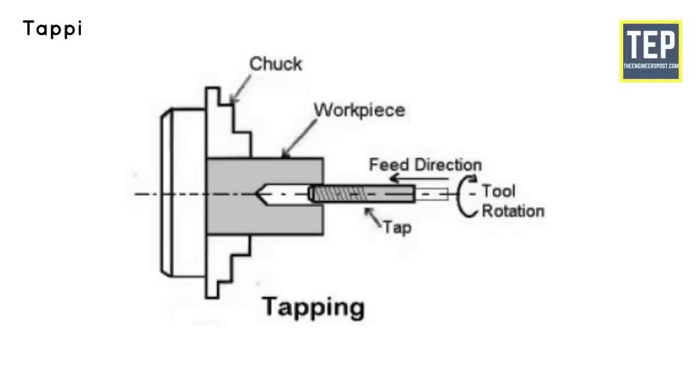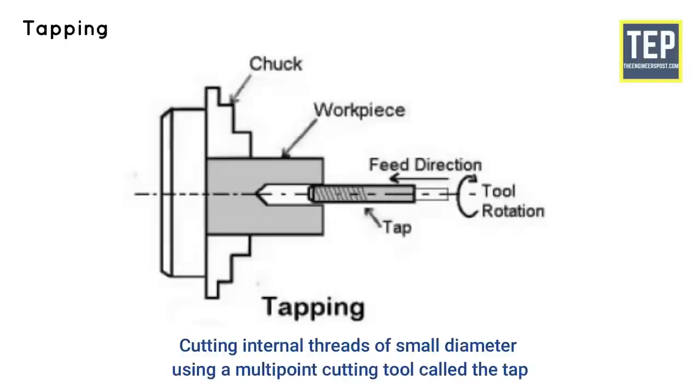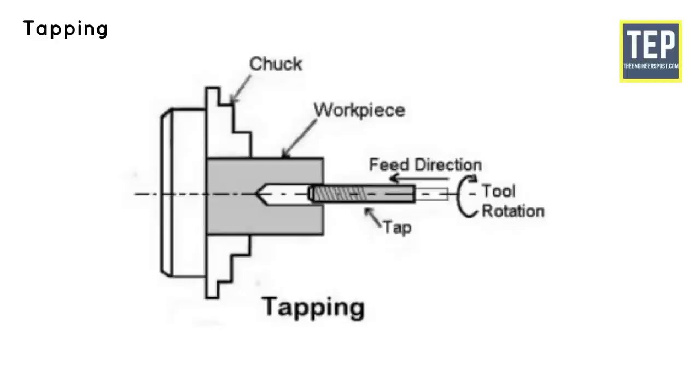Tapping. Tapping is the operation of cutting internal threads of small diameter using a multipoint cutting tool called the tap. In a lathe, the work is mounted on a chuck or on a faceplate and revolved at a very slow speed. A tap of required size held on a special fixture is mounted on the tailstock spindle.